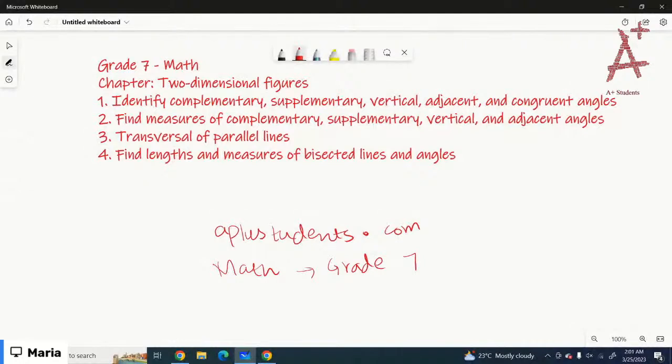There you can find a list of the chapters. We're going to start with the chapter two-dimensional figures. The lessons we're going to cover from the chapter are: identify complementary, supplementary, vertical, adjacent, and congruent angles; find measures of complementary, supplementary, vertical, and adjacent angles; transversal of parallel lines; and find lengths and measures of bisected lines and angles.